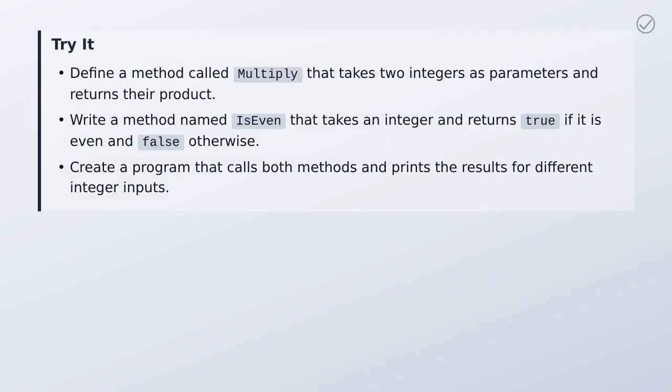Alright, your turn. Give this a try. First, define a method called multiply that takes two integers as parameters and returns their product. Also, write a method named isEven that takes an integer and returns true if it's even and false otherwise. Finally, create a program that calls both methods and prints the results for different integer inputs.